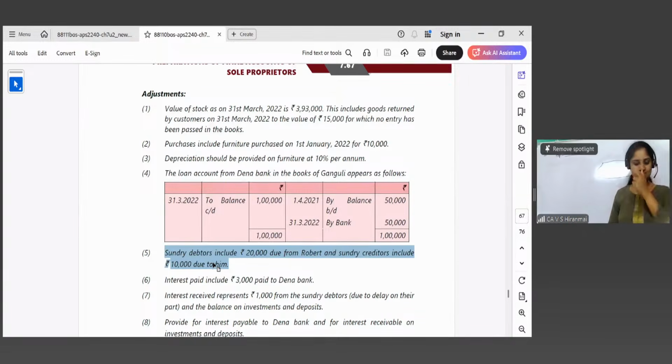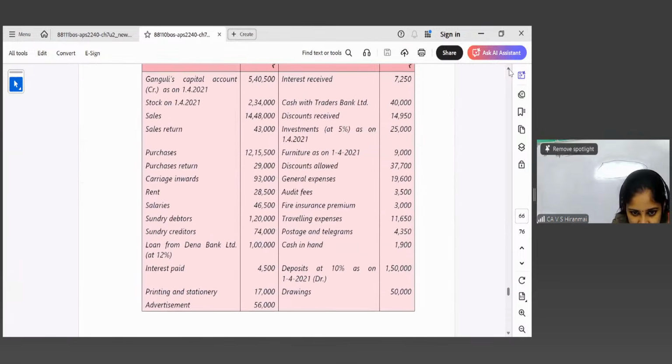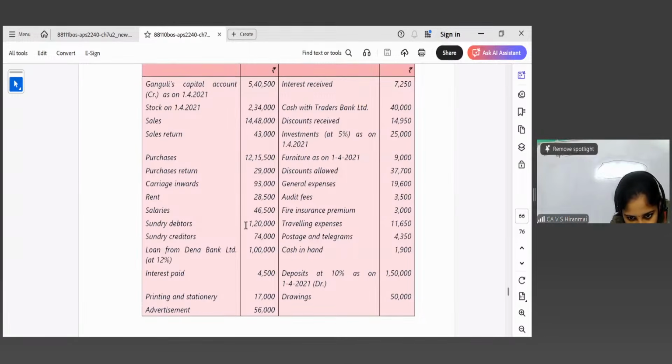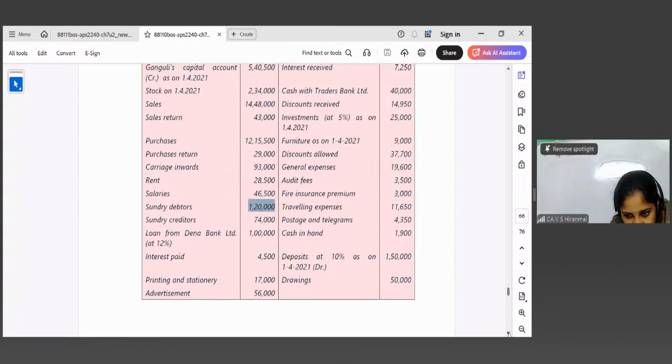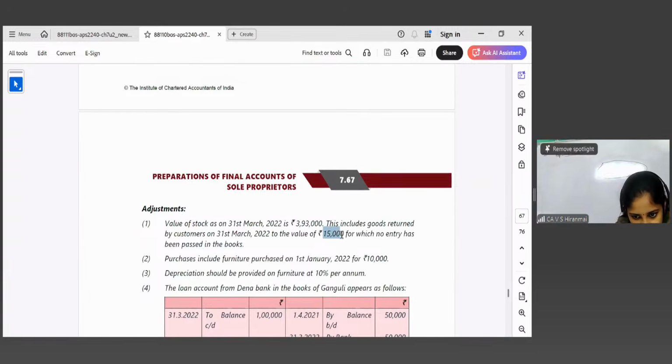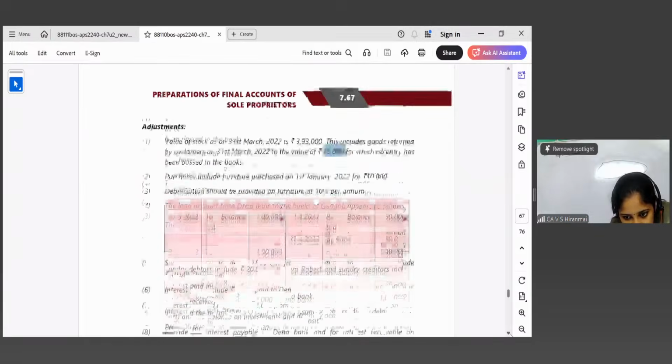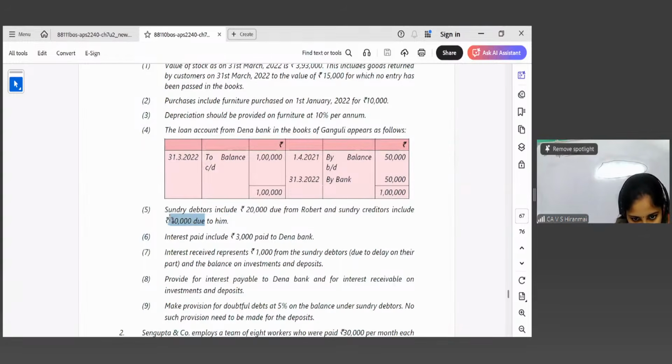So the sundry debtors, my dear students, all of you please see what will be the effect. What are the sundry debtors value given to you in the question? The sundry debtors are 1,20,000 already. In the 1,20,000, the first thing you are going to subtract is the 15,000 from the entry number 1. The second thing you are going to subtract is this 10,000 that you are going to do. So 1,20,000 minus 25,000 is 95,000. After subtracting, on that balance, please make a 5% provision. On 95,000, 5% comes to 4,750. That's all. Clear?